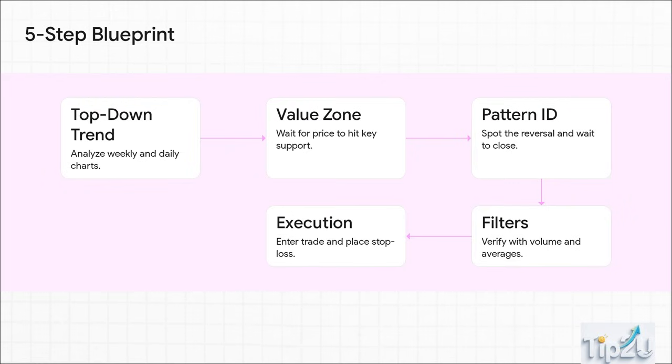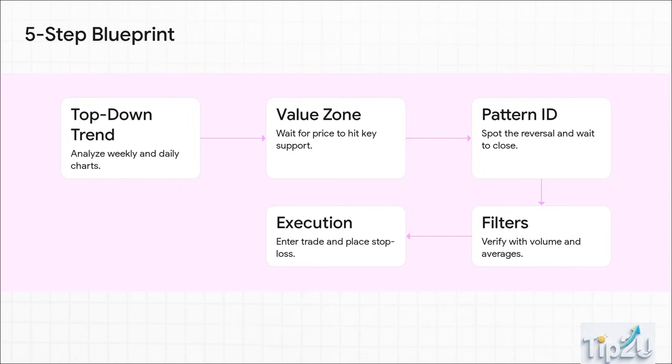Okay, here's your 5-step blueprint to bring this all together. Step 1. Look top down. Always check the weekly and daily charts first for the macro trend. Step 2. Value zone. Sit on your hands and wait patiently for the price to hit a major support or resistance level. Step 3. Pattern ID. Spot your hammer or your engulfing pattern.